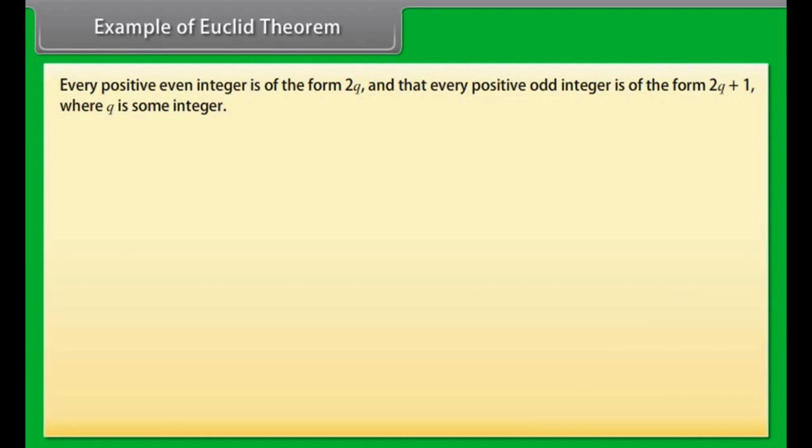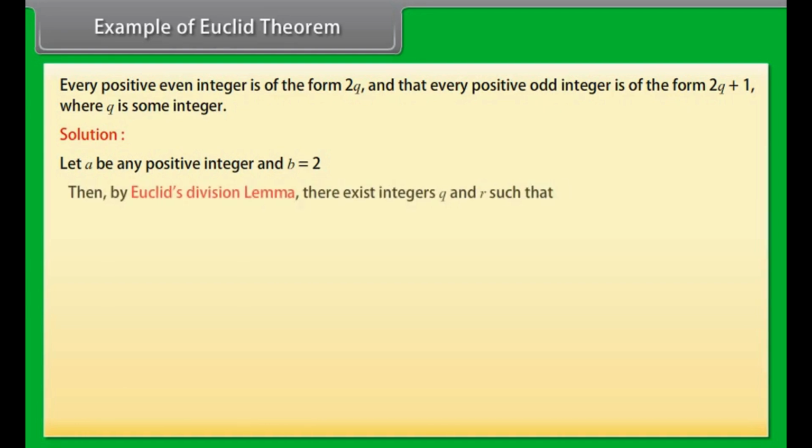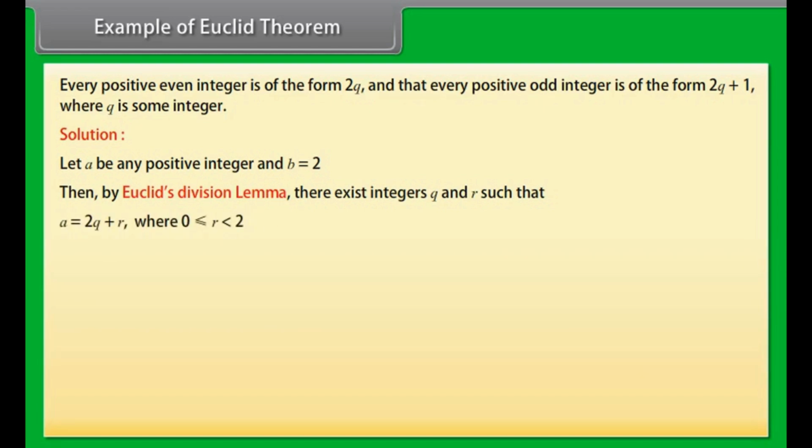Example of Euclid's theorem. Let us now prove that every positive even integer is of the form 2q and that every positive odd integer is of the form 2q plus 1, where q is some integer. Solution. Let a be any positive integer and b is equal to 2. Then by Euclid's division lemma, there exist integers q and r such that a is equal to 2q plus r, where 0 is smaller than or equal to r, which is smaller than 2.